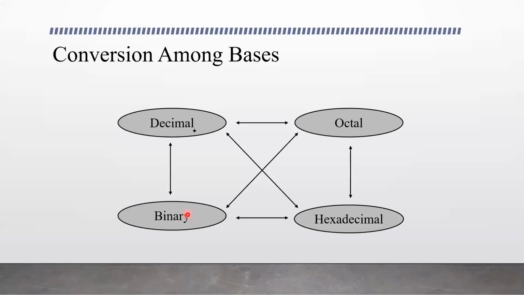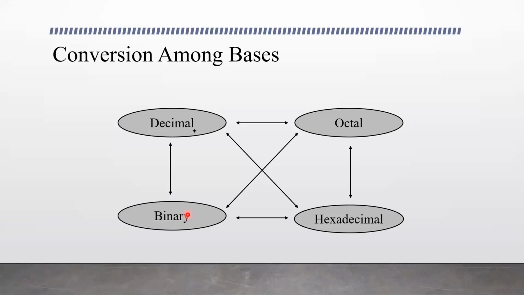Why do we need this conversion? Why do we convert among the bases? What is the need for this? Because the computer stores numbers in the form of binary, in the form of zeros and ones. And we can't give numbers in the form of zeros and ones. We can't understand those numbers. Humans normally use decimal numbers.